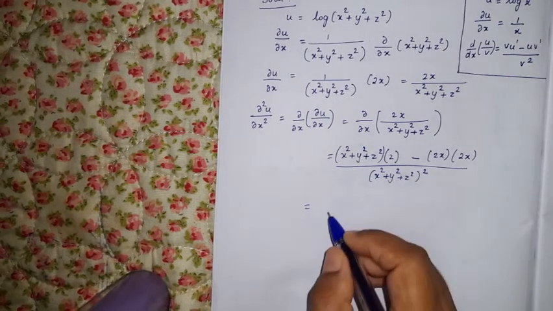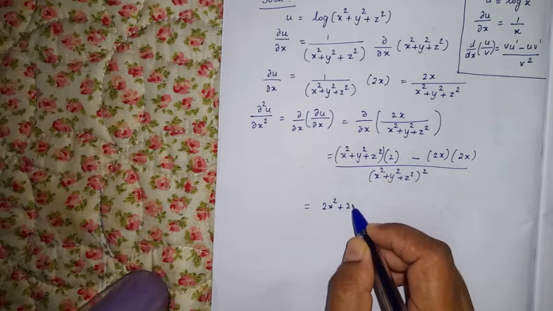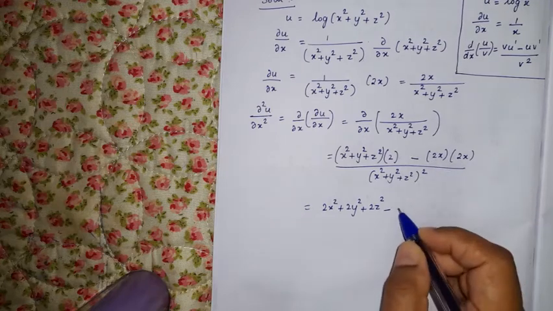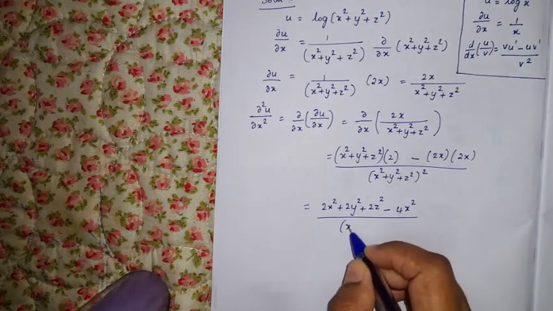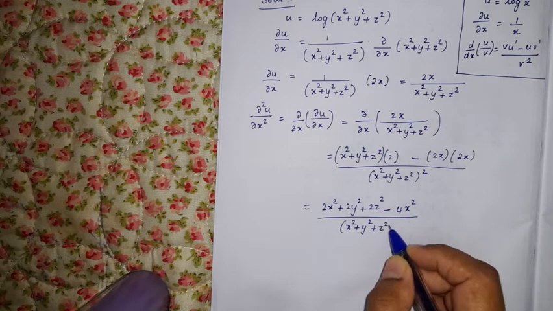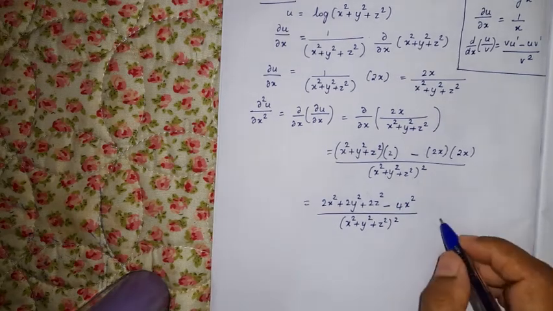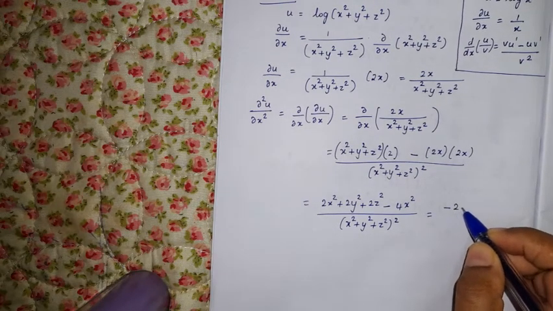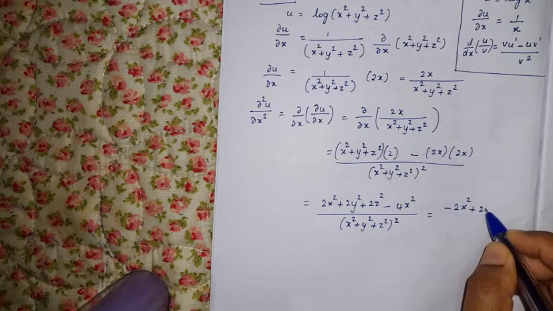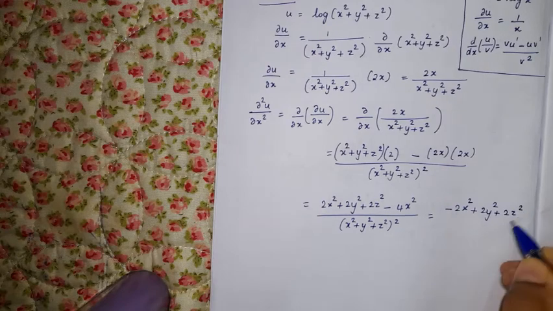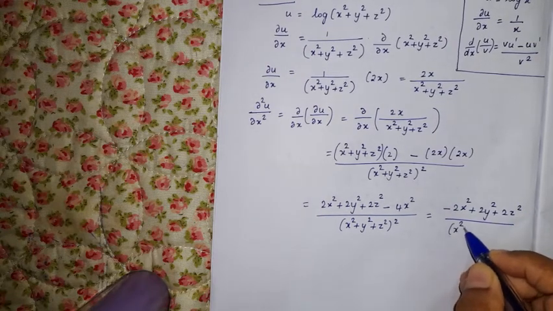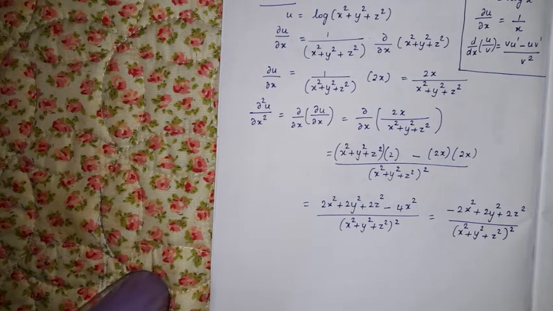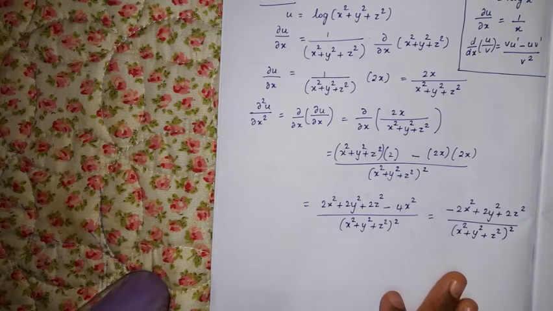Now we have (2x² + 2y² + 2z² − 4x²), the whole divided by (x² + y² + z²) whole square, which is equal to −2(x² + y² + z²)... that is, (−2x² + 2y² + 2z²) divided by (x² + y² + z²) whole square. Now this is ∂²u/∂x².